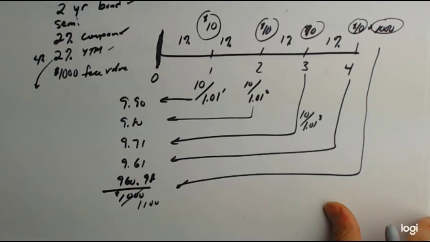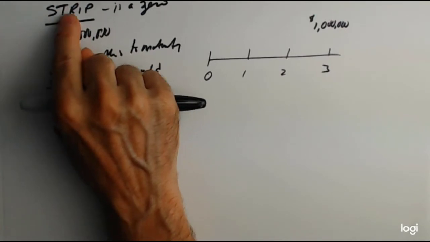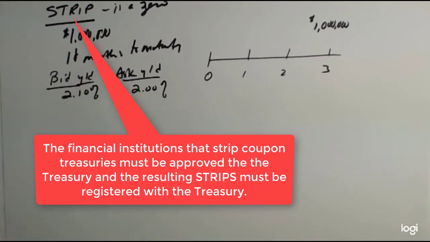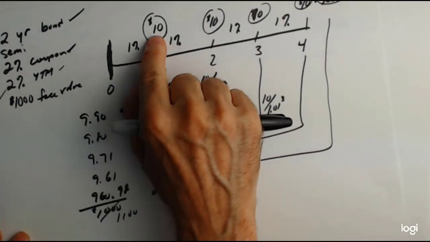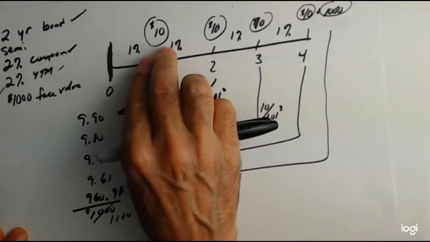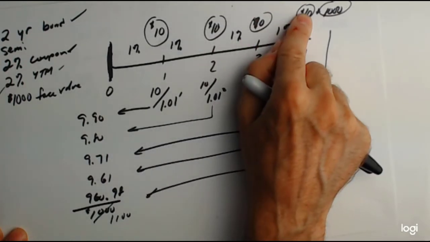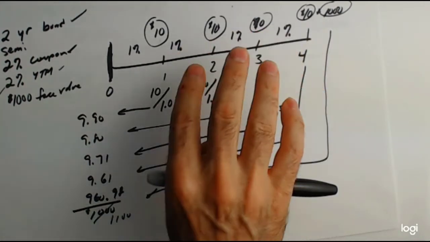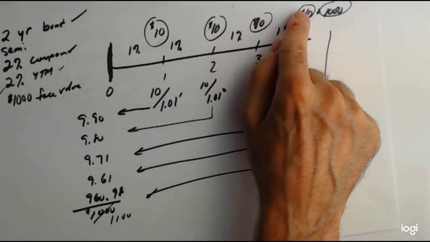Now, let's go back. By the way, they're called separate trading of registered interest and principal. These are financial institutions that are given permission by the Treasury to do this. So these are interest strips right here for the coupon. And then the principal is a separate type of strip. And they're segregated because there's different tax consequences associated with the interest on a bond versus the principal on a bond.